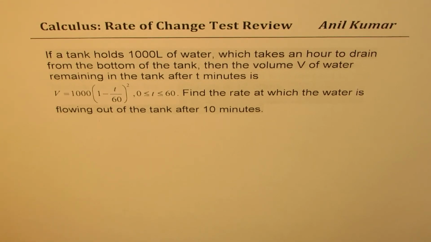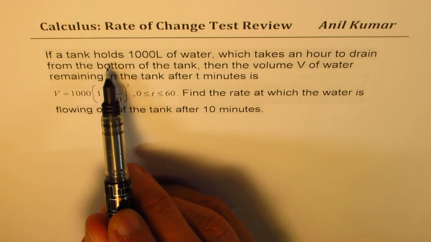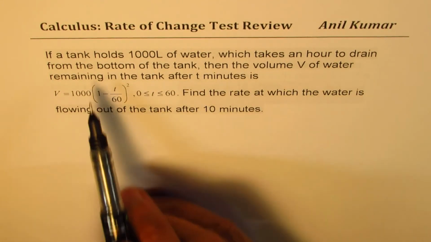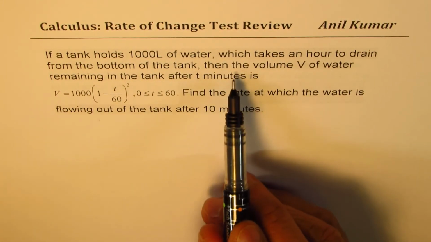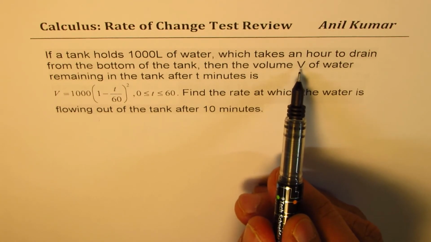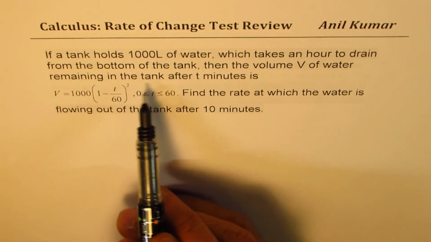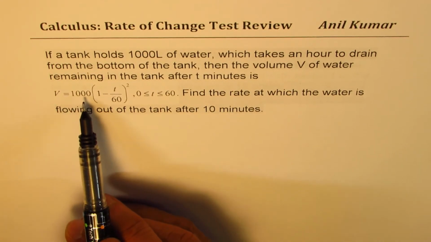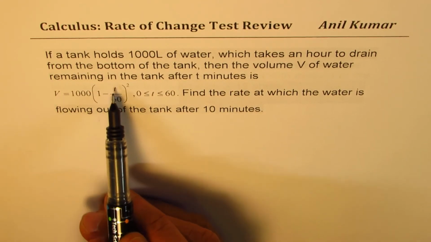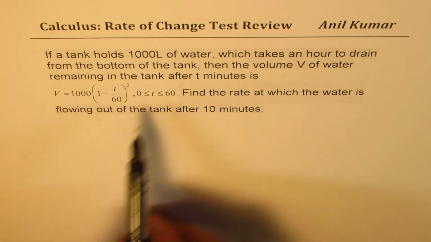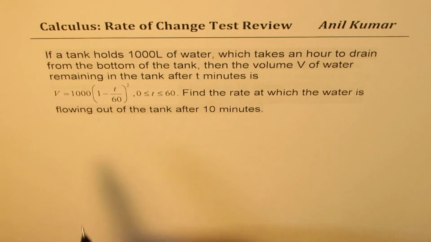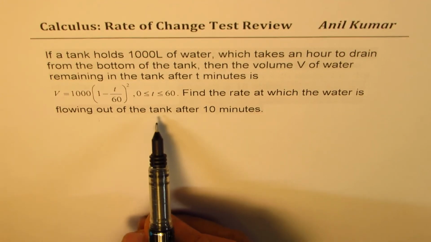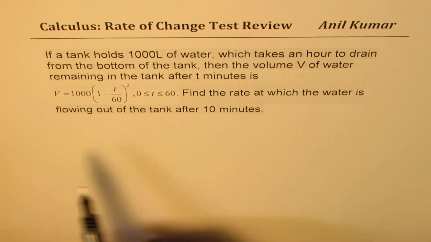The next question here is, if a tank holds 1000 liters of water which takes an hour to drain from the bottom of the tank, the volume V of water remaining in the tank after t minutes is V equals 1000 times (1 minus t over 60) whole square, where t is between 0 to 60. Find the rate at which water is flowing out of the tank after 10 minutes.